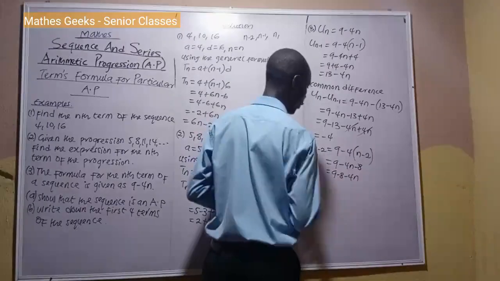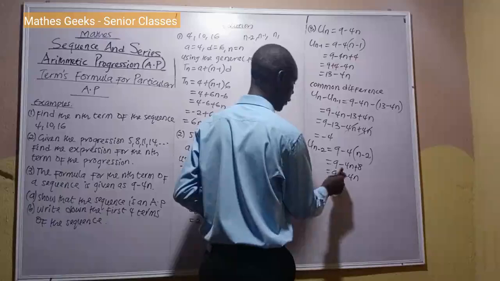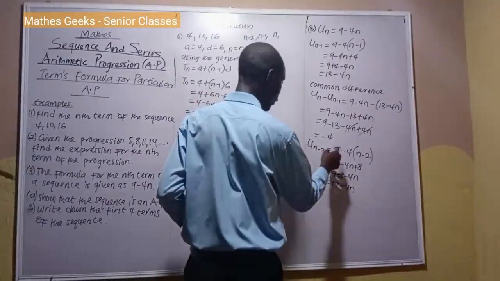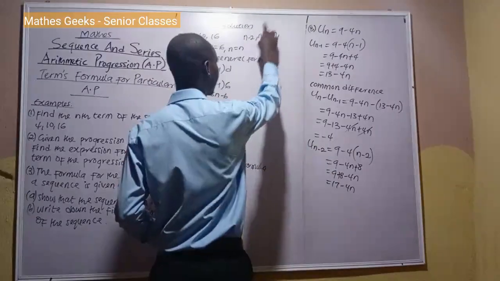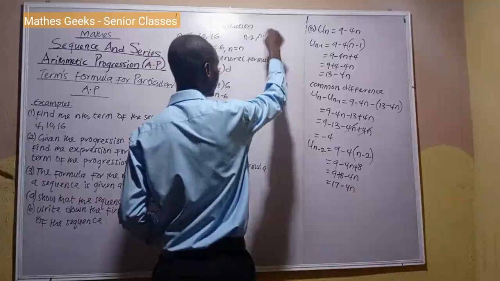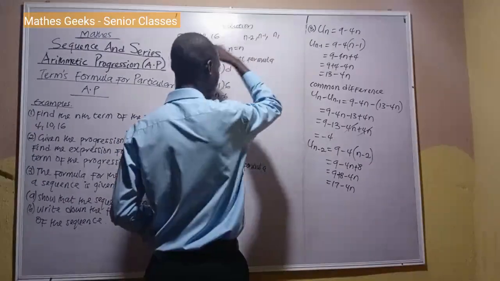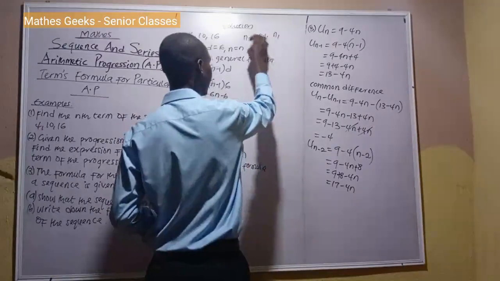Minus 4 times minus 2 gives us plus 8. So here we have plus 8. So 9 plus 8 is equal to 17 minus 4n. So now that we've gotten u(n-2), that is the term before this term, before the final nth term, which is, if there are 12 terms, this is the 12th term because the sequence has only 12 terms, assuming. So this is the 12th term, this is the 11th term, this is the 10th term.